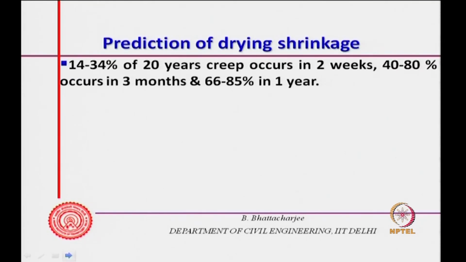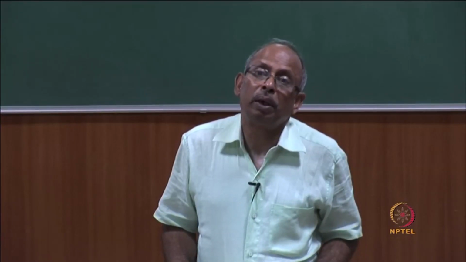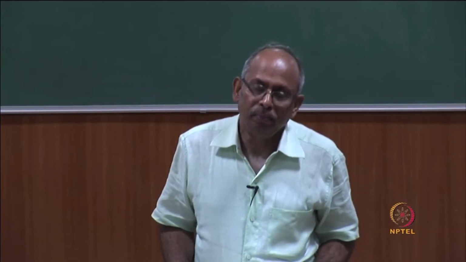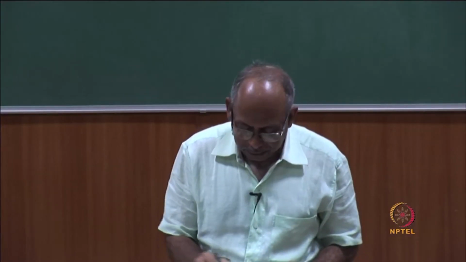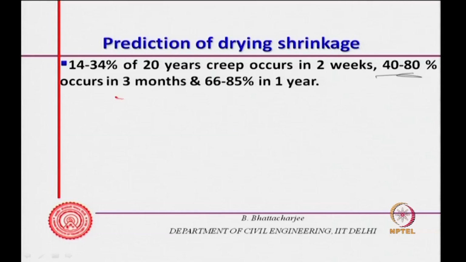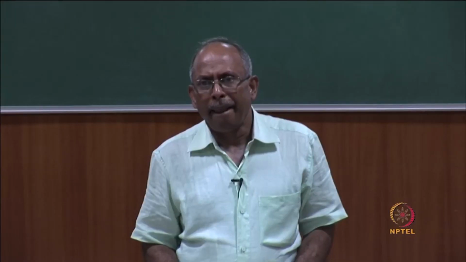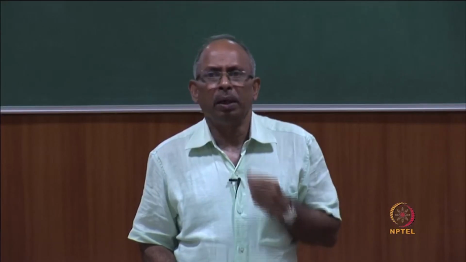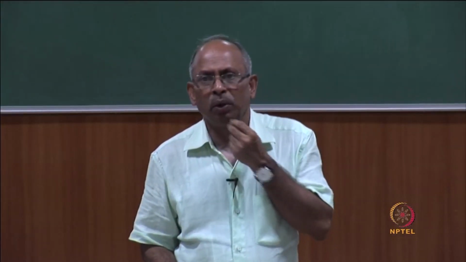So, roughly some idea wise, 14 to 35% of 20 years shrinkage occurs in 2 weeks, and 40 to 80% occurs in 3 months, and 60 to 85% in 1 year. So, if you look at 3 months or so, majority of the actual shrinkage occurs in this.